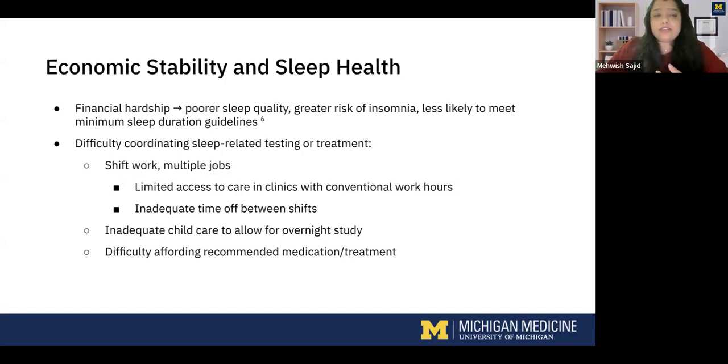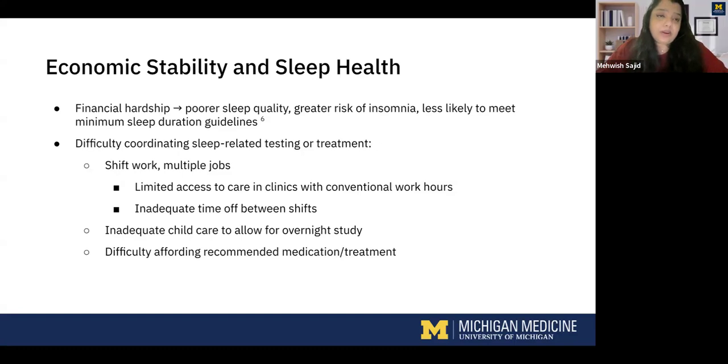And that is multifactorial. If they're having difficulties with meeting utility bills and they might be working multiple jobs, or if they have difficulty with coordinating childcare, they might be working night shifts. And so with that, if a patient is working irregular hours or multiple jobs, they might have limited access to care in clinics that operate during conventional work hours. They might also have inadequate time off between shifts, where they're seeing us in clinic in the morning at a time where they should be sleeping.